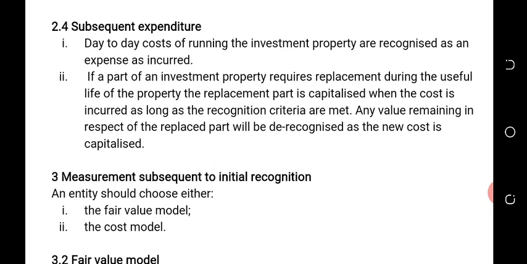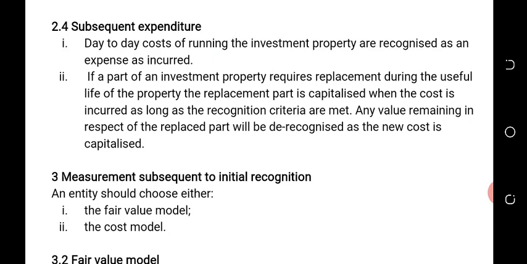Now, subsequent expenditure. Subsequent expenditure is always in line with IAS 16. Subsequent expenditure can be capital expenditure or recurrent, that is revenue, expenditure. One, day-to-day costs of running the investment property are recognized as expenses as incurred. This is an example of revenue expenditure.